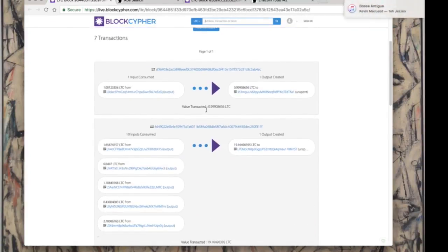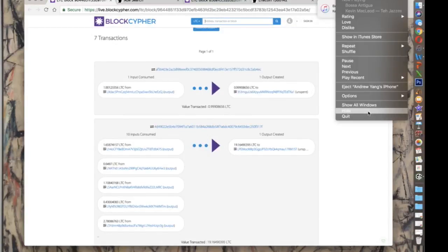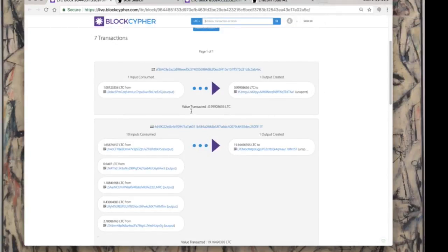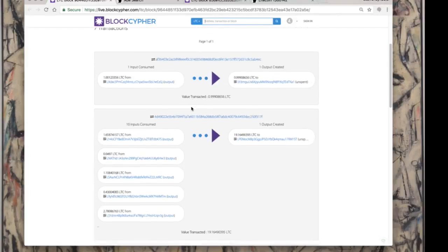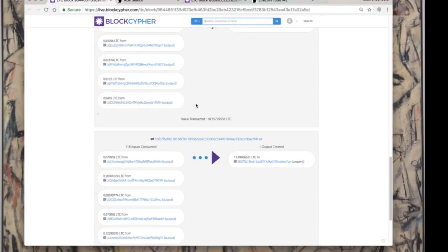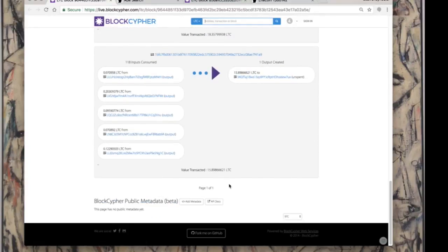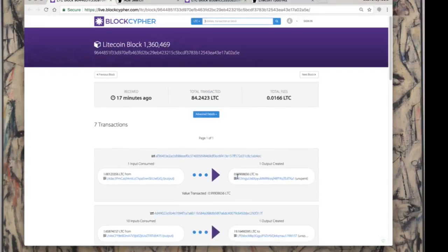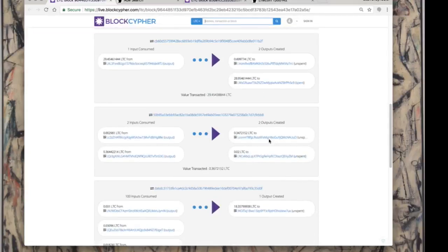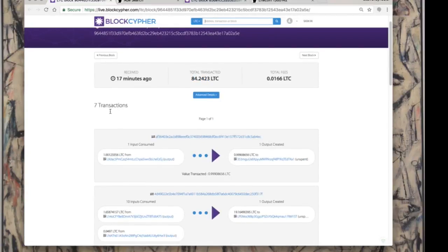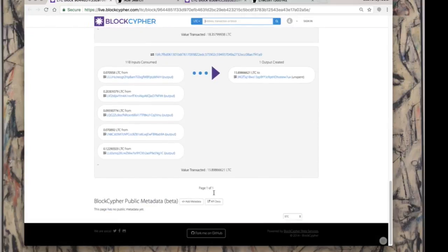And then all of these right here just give you the details of what the transactions are. Every single transaction is labeled here. And then at the bottom, this is just page 1. There's actually not too many transactions in this block, only 7. But if it gets to 10 or 15 or more than that, it'll go to page 2, 3, 4, and you can keep track that way.